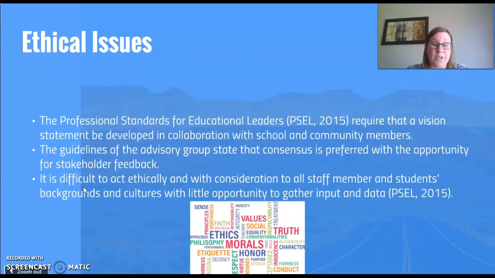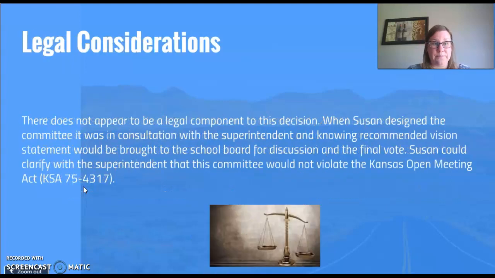And also, we know that it's difficult to act ethically and with consideration to all staff members and students' backgrounds and cultures when there's little opportunity to gather input and data that would help drive those decisions. There aren't any apparent legal considerations or legal issues with this.